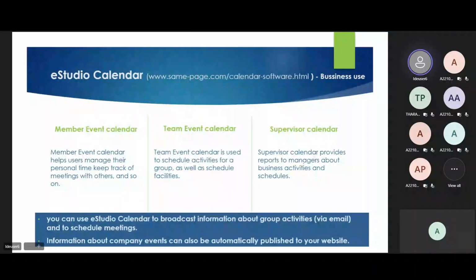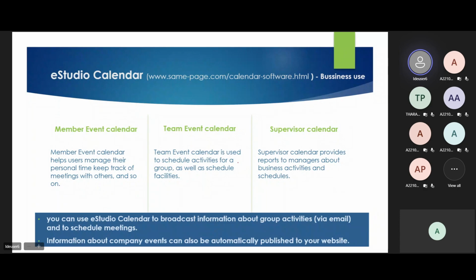So the next calendar is the eStudio calendar. This is mainly for business use. So this is the website of this eStudio calendar. It has three categories of calendar we can create: member event calendar, team event calendar, and supervisor calendar. The member event calendar helps users manage their personal time and keep track of meetings with others.